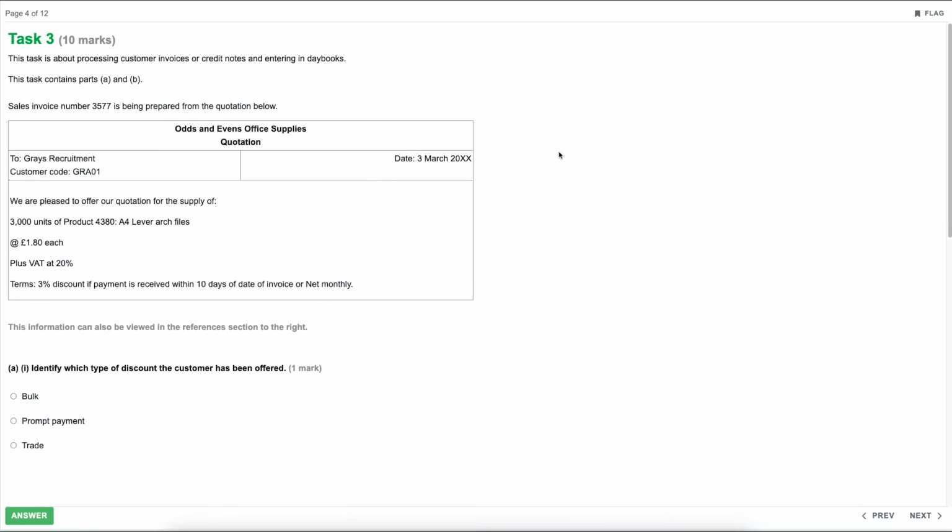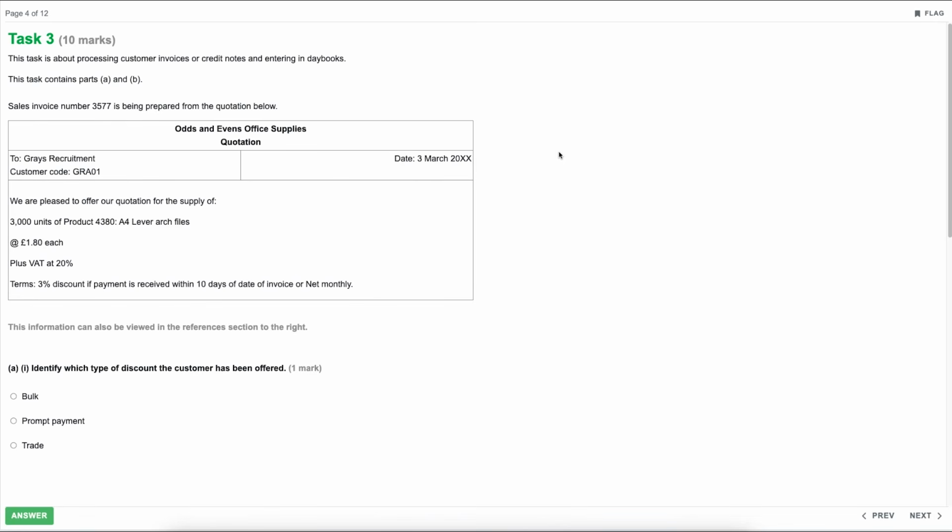So the first one on the list, it says bulk discount. Now, bulk discount is offered when a business is buying in large quantities, and as an incentive for buying in large quantities, it may be that the supplier offers them a discount. Now, the next one on the list says prompt payment, which happens to be what we're dealing with here. Now, prompt payment discount is offered as an incentive for a business to pay quicker.